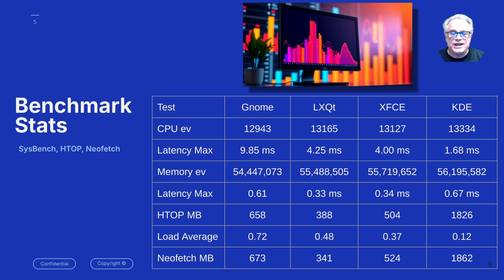And we moved on to HTOP, and we did our memory out of 8 gigabytes. How much did just the environment use? HTOP is telling us that in Gnome, it was 658 megabytes. LXQt was 388, the lightest. Very, very lightweight. So this means that you could run this on an older machine with less memory.